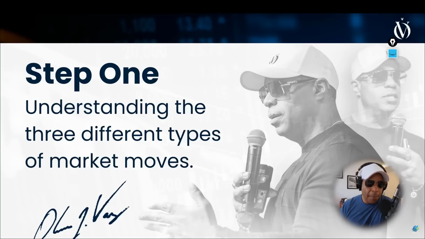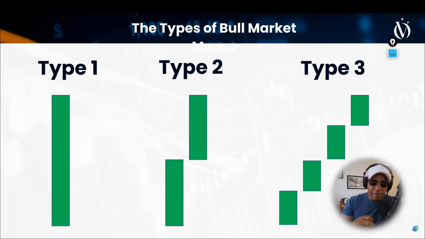Step number one, guys, understanding the three different types of market moves. So the first type of bull market move is a violent, powerful, sudden, unmistakable surge to the upside in the form of one bar. Type number two is two powerful bars, not as elongated as type one, but very powerful. Individual bars are powerful, but when you take them together, they're just as powerful as type one.